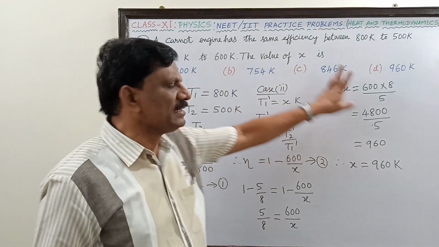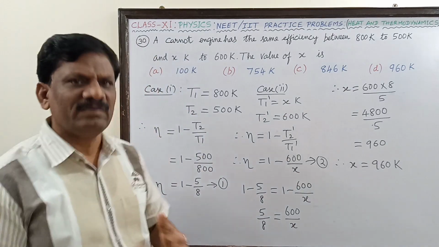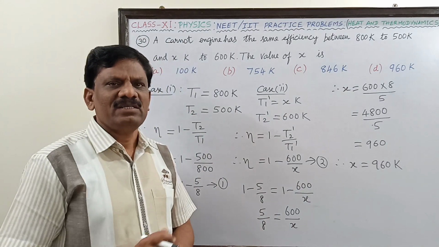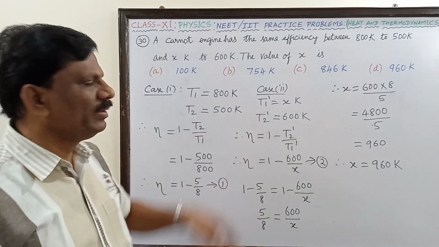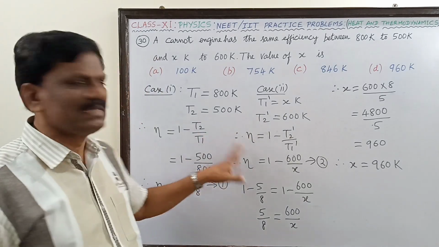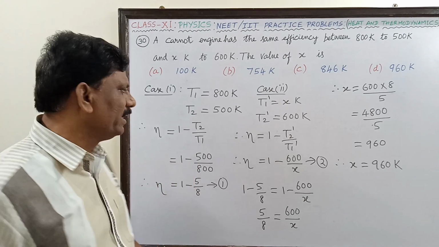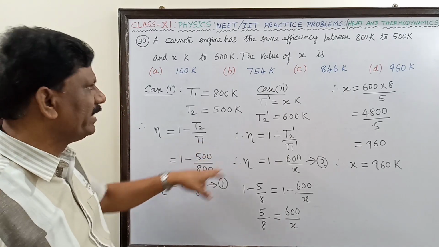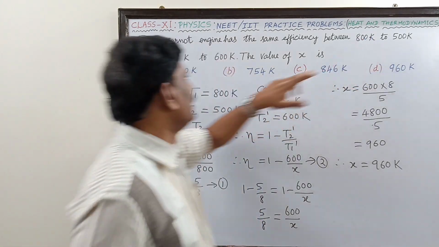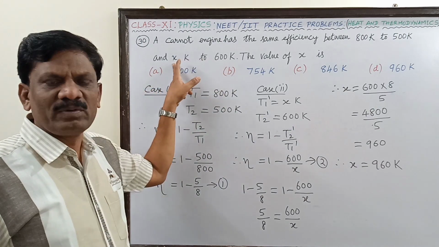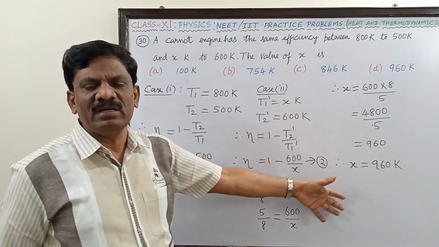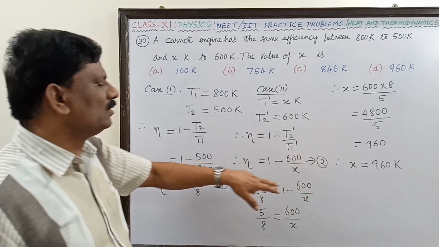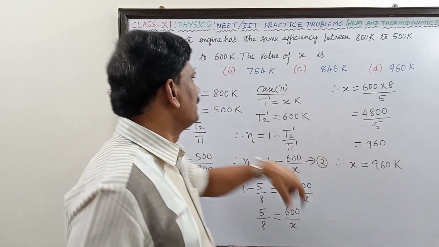Now all these steps I have done just for the learners. If you are already well versed in doing such problems, you are not going to do all these steps. Directly you can take the ratio: 500 by 800 is equal to 600 by x. Only 2 steps are sufficient. This is for the beginners we have explained, that's all. Okay. So x is equal to 960 Kelvin.